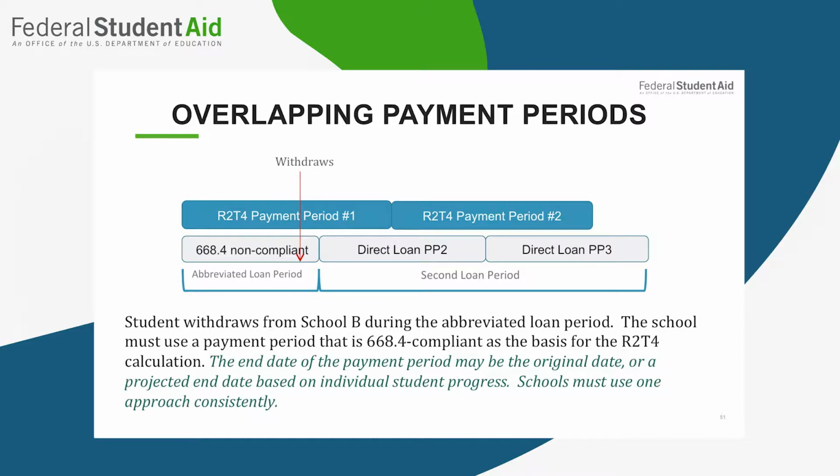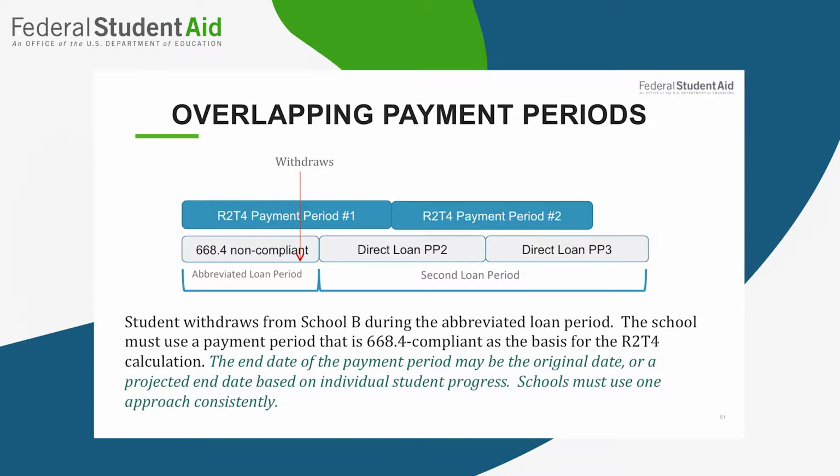So if the student withdraws from school B during this abbreviated loan period, the school can't just use that little abbreviated loan period as the basis for the R2T4 calculation. They need to use the R2T4 payment period number 1. That's what has to be used. The catch is this payment period number 1 is going to capture or pick up on financial aid that was disbursed during the abbreviated loan period and during this direct loan payment period number 2. So these things look out of sync, but because there was an abbreviated loan period, it's necessary to arrange them this way to make sure the student doesn't exceed their annual limit.